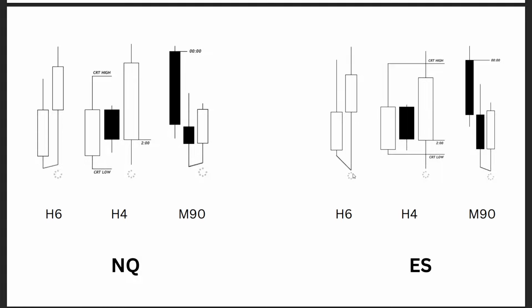Now, 6-hour time frame, we have a sweep. 4-hour time frame had a candle range theory. 90-minute cycle, we had a sweep. See how CRT and quarterly theory are going hand in hand.